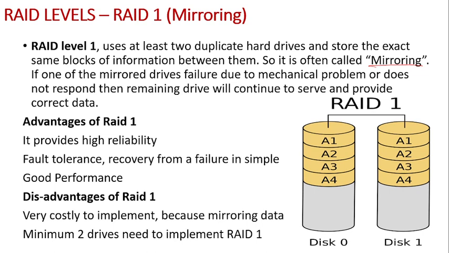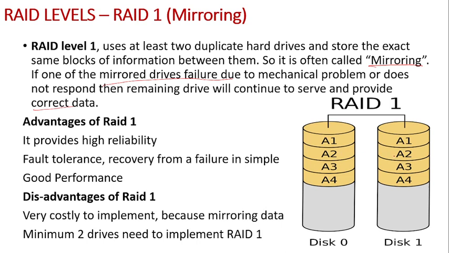If one of the mirrored drives fails due to a mechanical problem or does not respond, the remaining drive will continue to serve and provide the correct data. So here mirroring means duplication. A1 is in disk 0, and disk 1 also has A1.